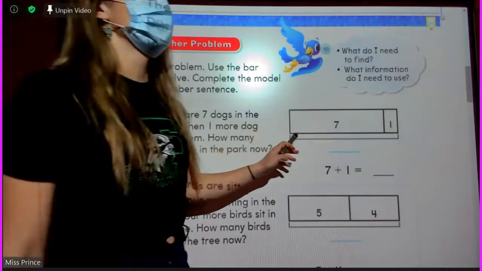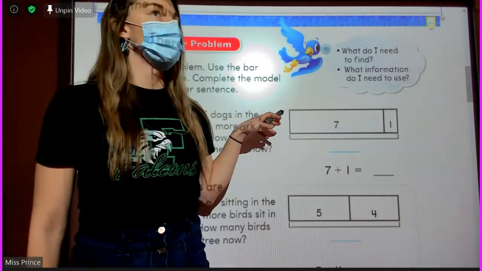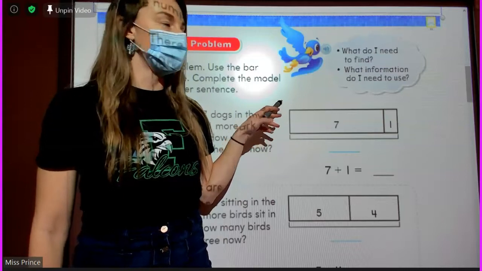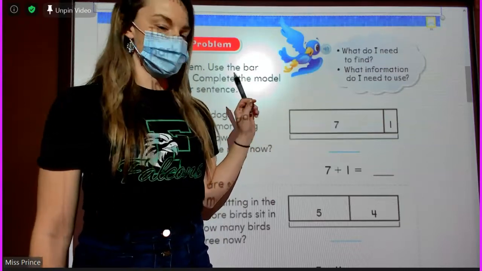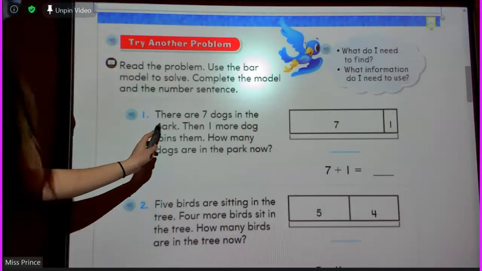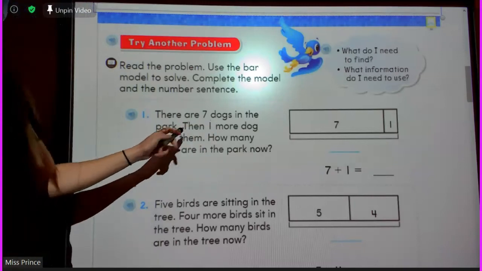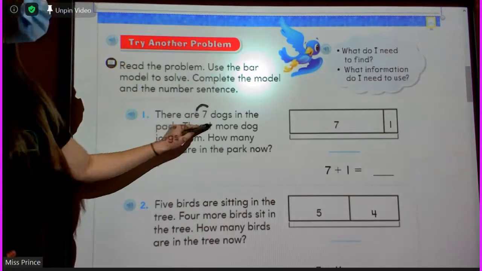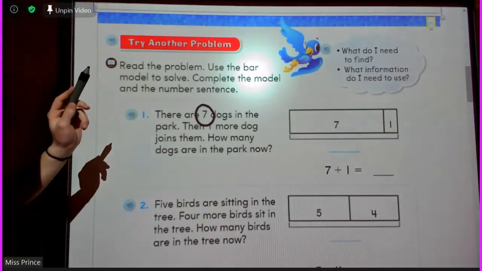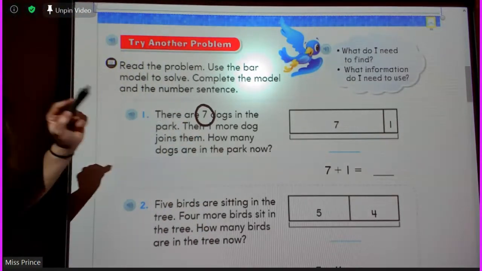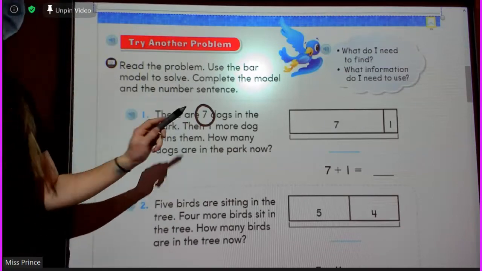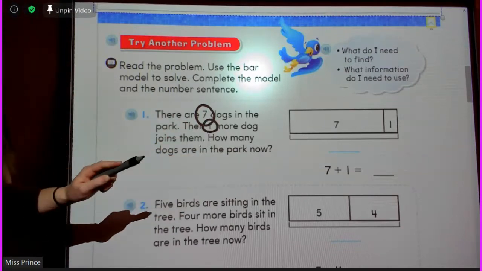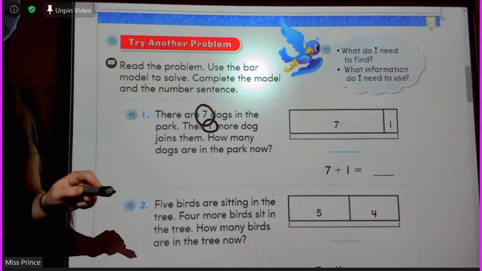All right, what is this thing called again? Bar model. What is it called? Bar model. All right. There are 7 dogs in the park. Ooh, what do I circle? 7. With your pencil, circle 7. Then 1 more dog joins them. Ooh, what do I circle? 1. How many dogs are in the park now?